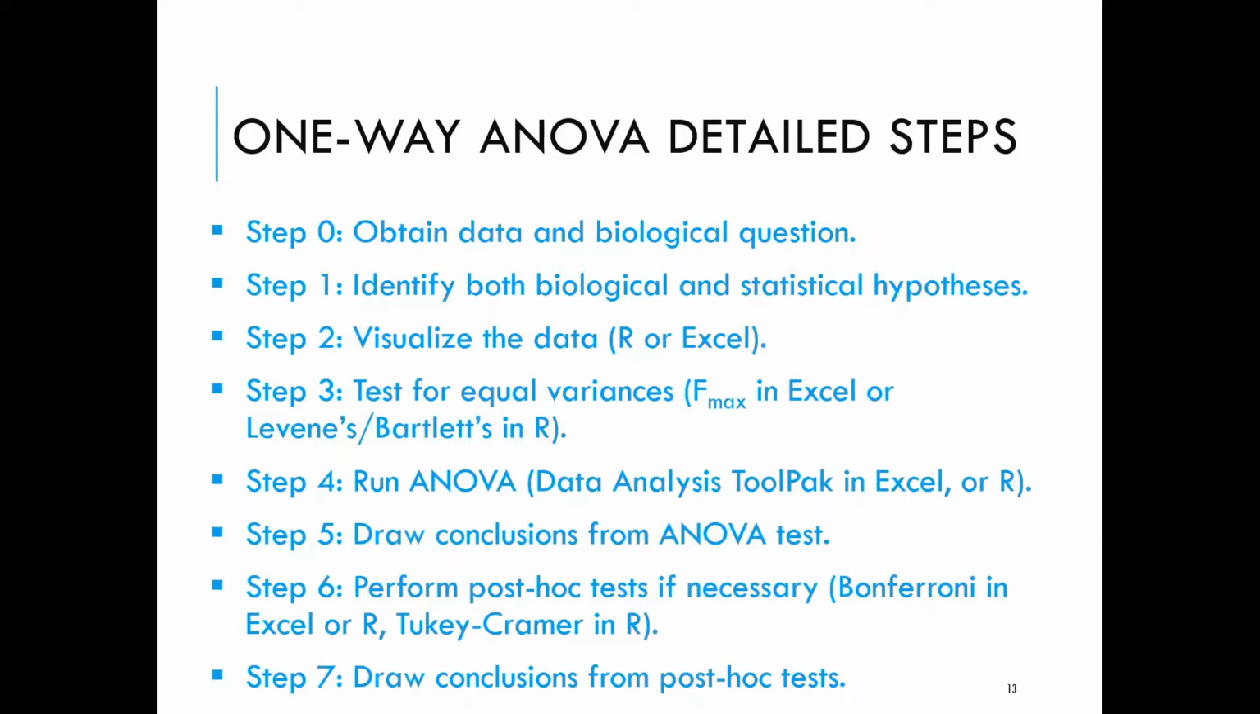test. Step 3 is to test for equal variances using either the Fmax test in Excel or Levene's or Bartlett's test in R. Step 4 is to run the ANOVA, and today we'll be looking at how to do that using the Data Analysis ToolPak in Excel and how to do this in R. Step 5 is to draw conclusions from the ANOVA test. Step 6 is to perform the post-hoc test if necessary. And finally, step 7, draw conclusions from the post-hoc test.